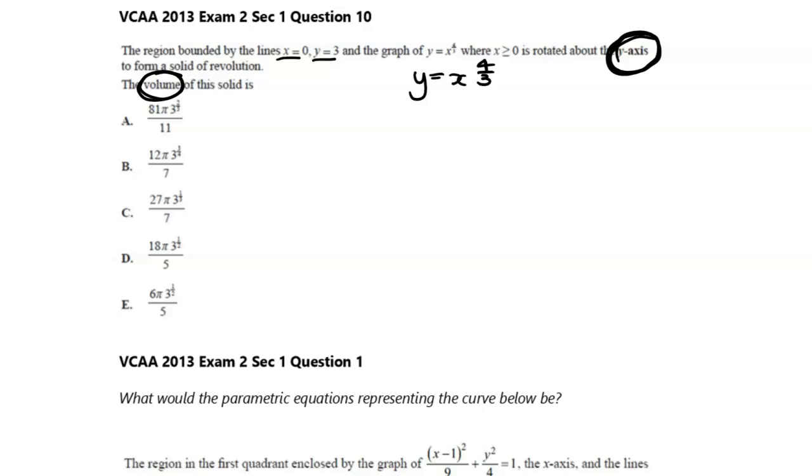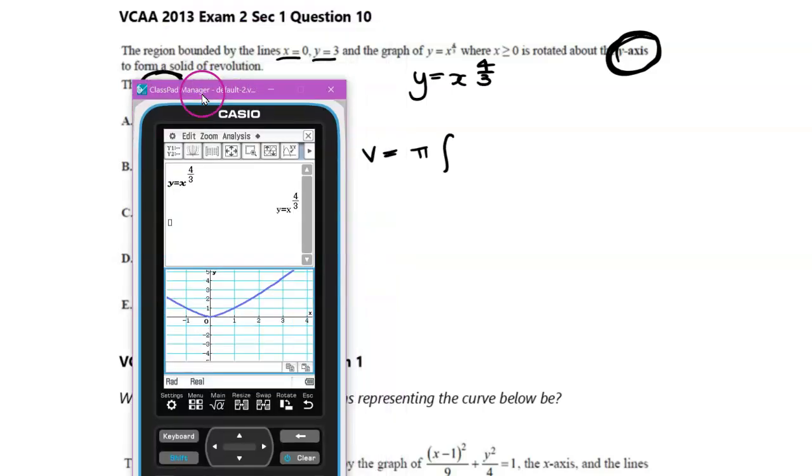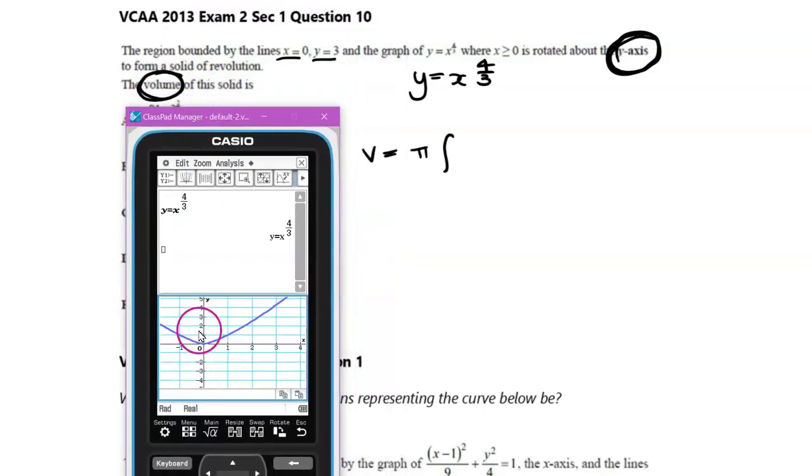So the two things that you must always take note of in these questions are which axis, and is it volume or is it a surface area? So for volume, and we're going about the y-axis, it's going to be pi. Now, where is our region? We're told it's rotated about the y-axis to form a solid of revolution. Maybe it wouldn't hurt to have a quick look at this graph. Okay, so we're interested between the lines x equals 0 and y equals 3. Okay, so that makes sense.